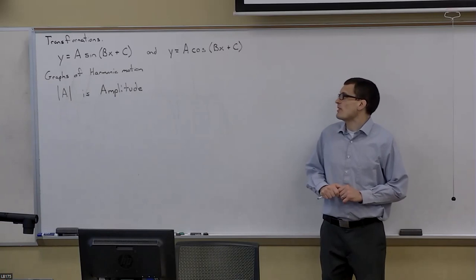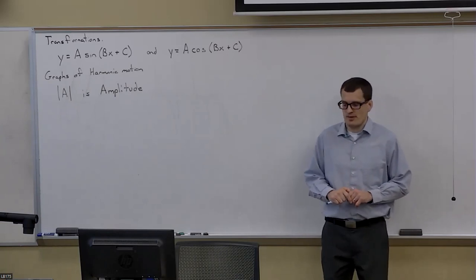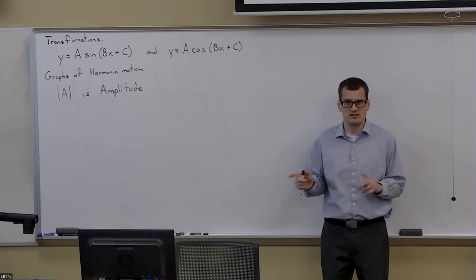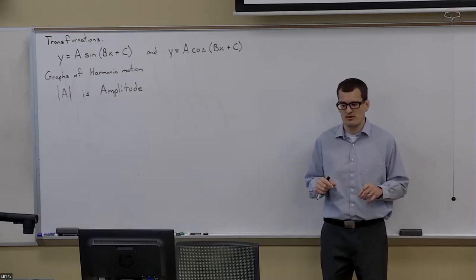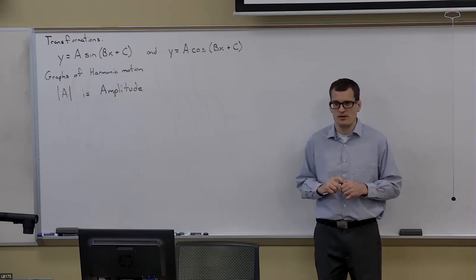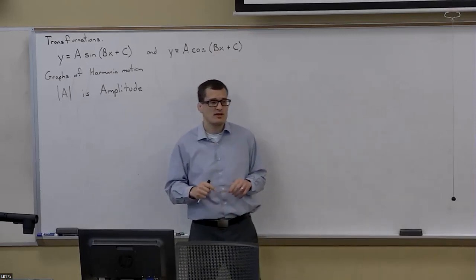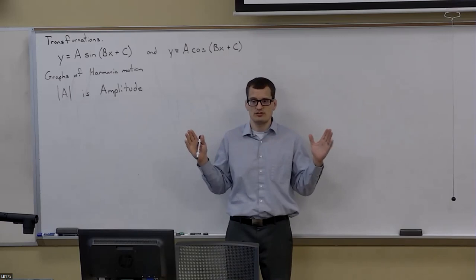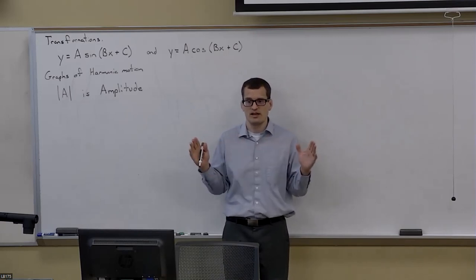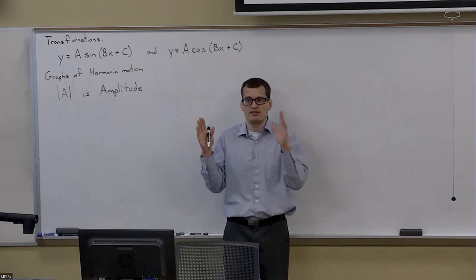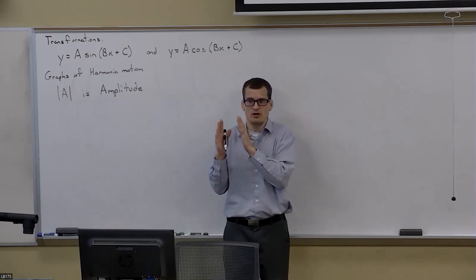Now, if we ignore the C for just a moment, C is just going to be a horizontal shift left to right. There's a special name for that in harmonic motion functions, but we'll get to that. What this B does is it's a horizontal stretch or shrink, okay? And as B gets bigger, the waves get smaller and smaller and smaller, more compact. Does that make sense?